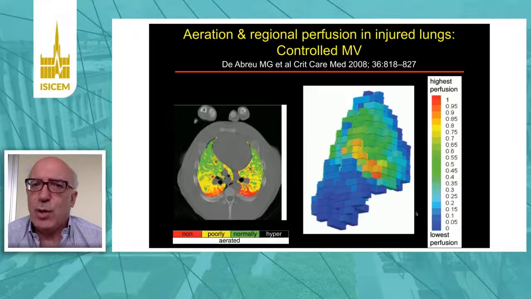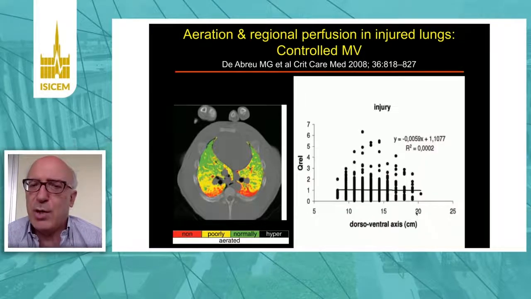In injured lung during controlled mechanical ventilation, as you can see here on the left, there is an increase in the red area, so non-aerated areas, and poorly aerated areas in yellow. And the distribution of perfusion is much more homogeneous in the dorsal-ventral axis. Thus, there is an increase in the shunt, so perfusion in the dependent part may anyway be blunted due to vasoconstriction or compression of the capillaries, while another amount of blood perfusion is in the poorly aerated regions, leading to alteration in the VQ.